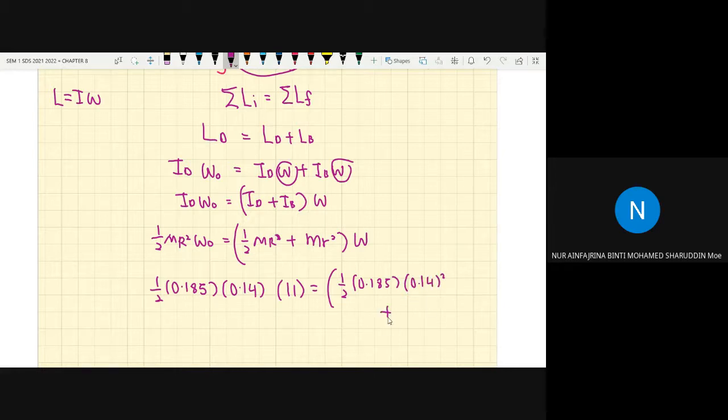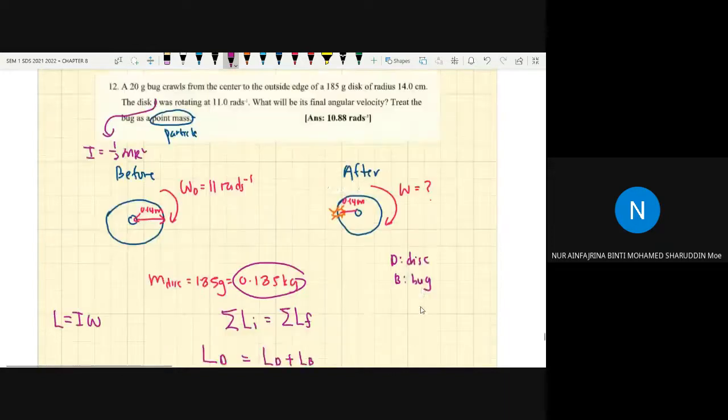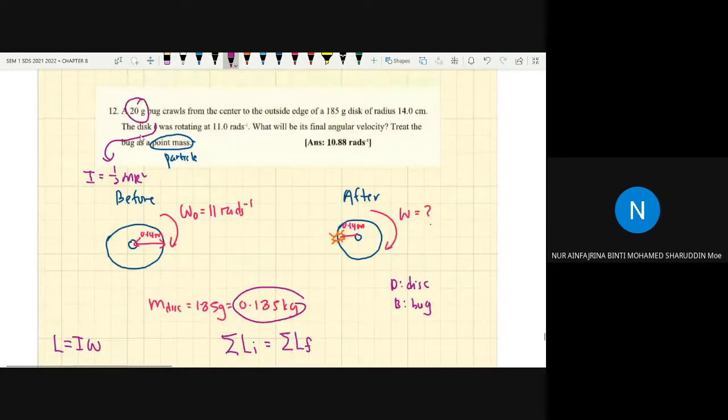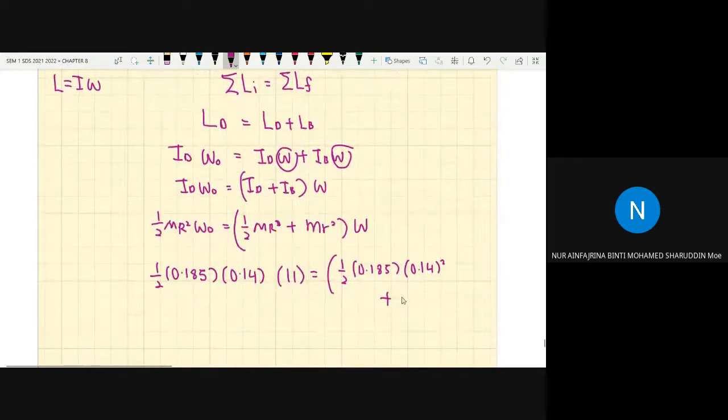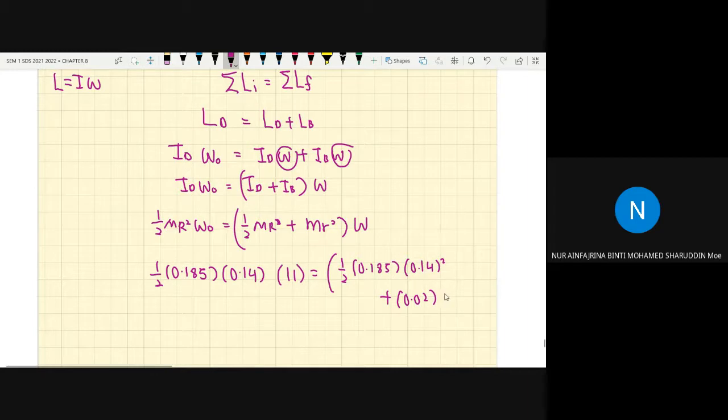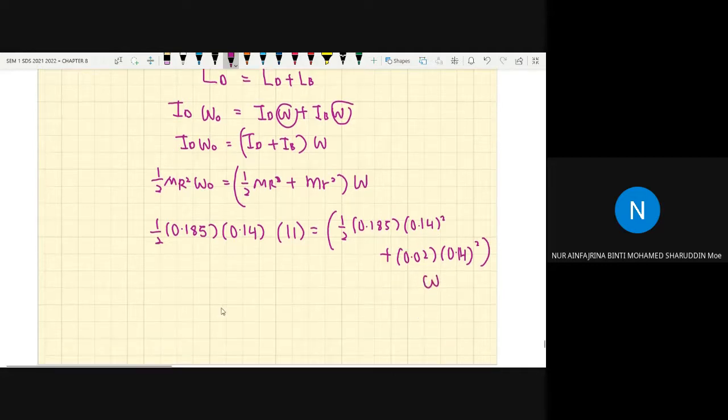Plus, there isn't enough space, so Miss adds it here. The mass of the bulk, what is the mass of the bulk? 20 gram, so it is 0.02, and the radius is still 0.14 squared. Then you close your bracket and multiply by your final angular velocity. When you press the calculator, you will get your final angular velocity of 9.04 radian per second.